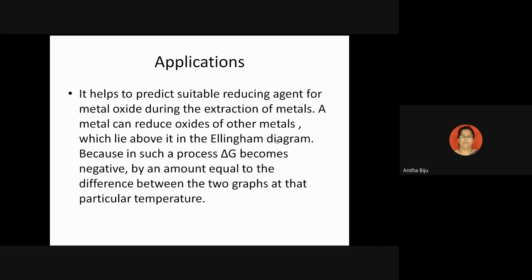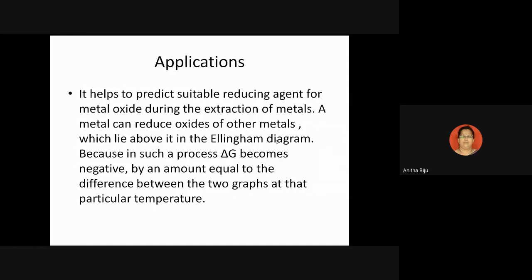So the explanation is also given, you can read it. A metal can reduce oxides of other metals, like chromium oxide can be reduced by aluminum. Okay, and what is the condition? Look at the condition. A metal can reduce oxides of other metals which lie above it in the Ellingham diagram. So you can look at that diagram. The only condition is that the position of that metal oxide's graph line will be above that particular metal oxide.